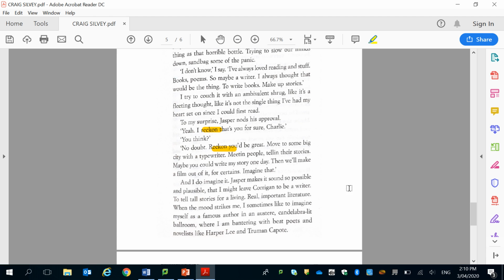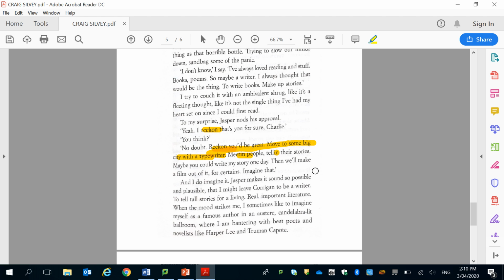A slang term there. Move to some big city with a typewriter. So we've got some grammar issues here. Okay, so he's talking in a fragment there. So, move to some big city with a typewriter. Meeting people, telling their stories. So the dropped G again.